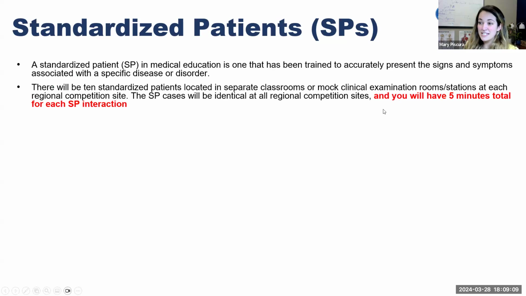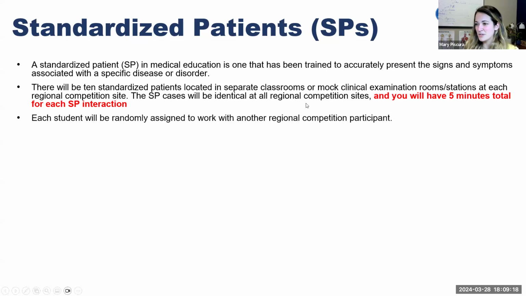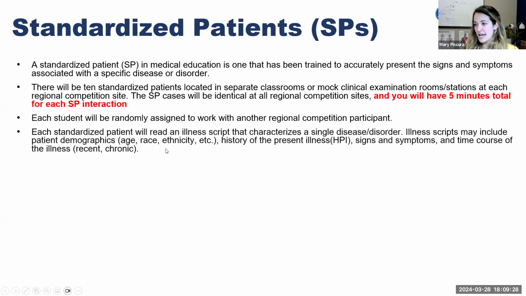So you'll get 5 minutes total for each SP interaction. And that's something that I realized from putting this together that maybe that part wasn't on the website. But we're going to go through an example of that and give you 5 minutes as we work through one. We are going to randomly assign you to work with one other individual. So you're not going to be sharing answers, but you will be exposed to the questions that the other student is going to be asking.